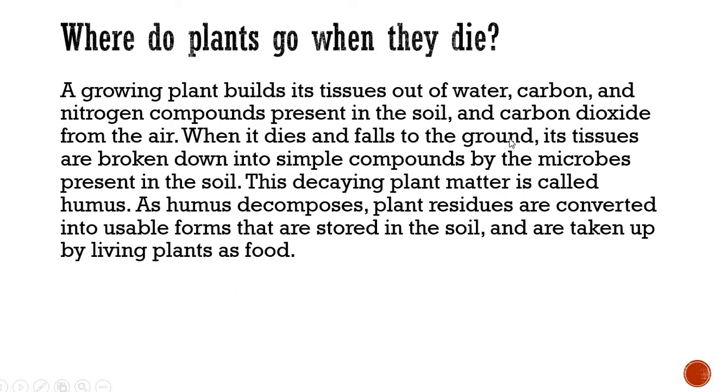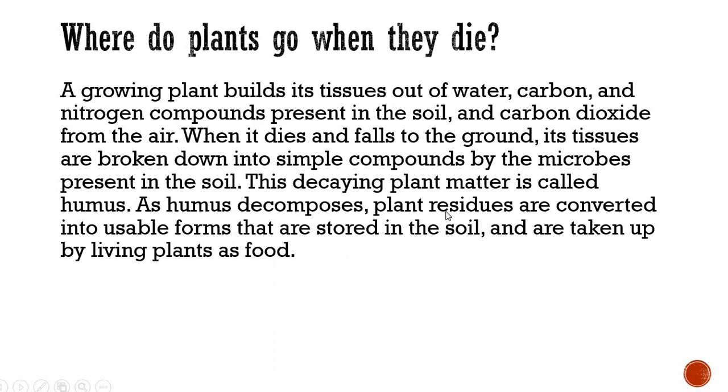When it dies and falls on the ground, its tissues are broken into simpler compounds by the microbes present in the soil. As you have studied in class 6, when any plant or living organism dies, decomposition occurs, meaning their body is decomposed with the help of decomposers, that is bacteria and fungi, the microbes, into simpler compounds. This decaying plant matter is called humus.